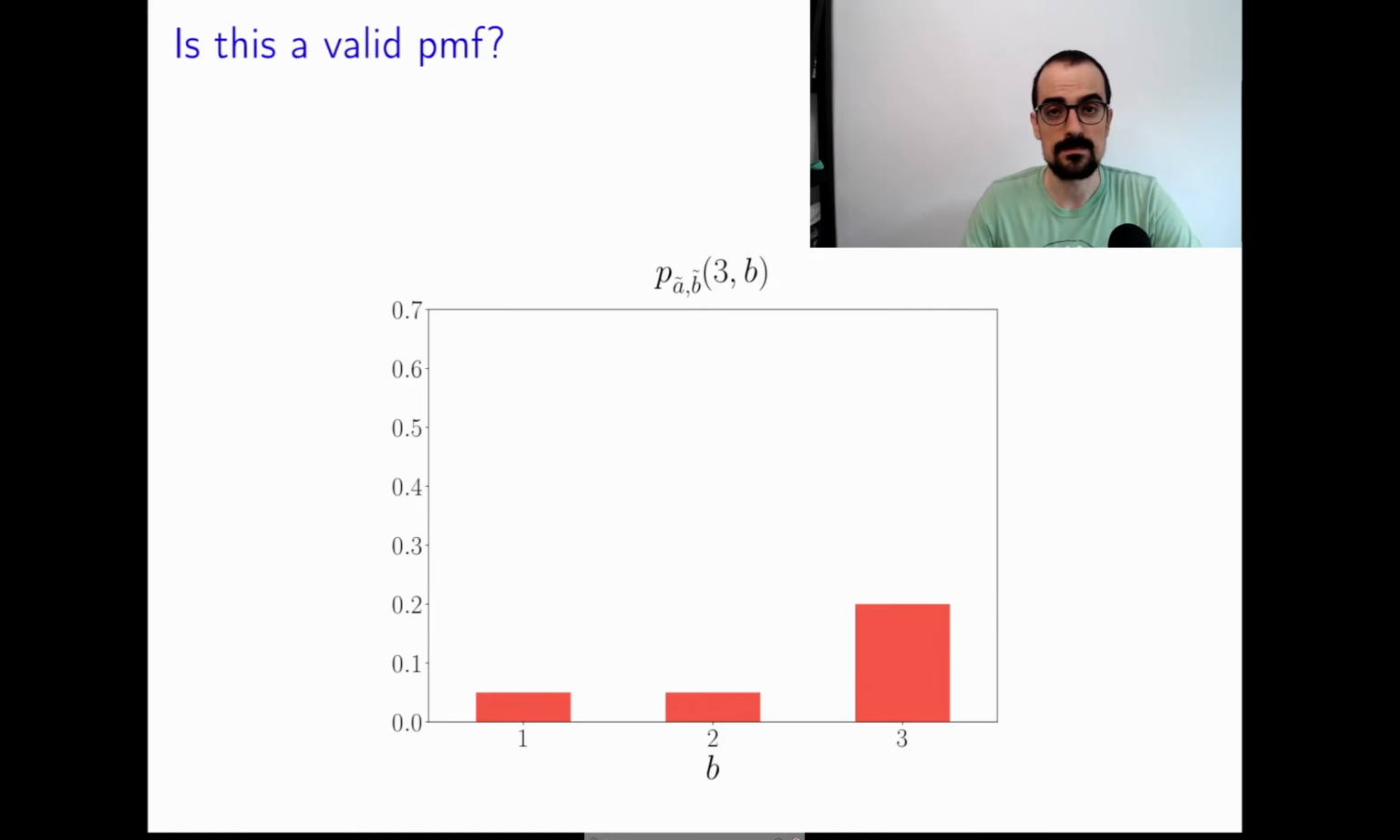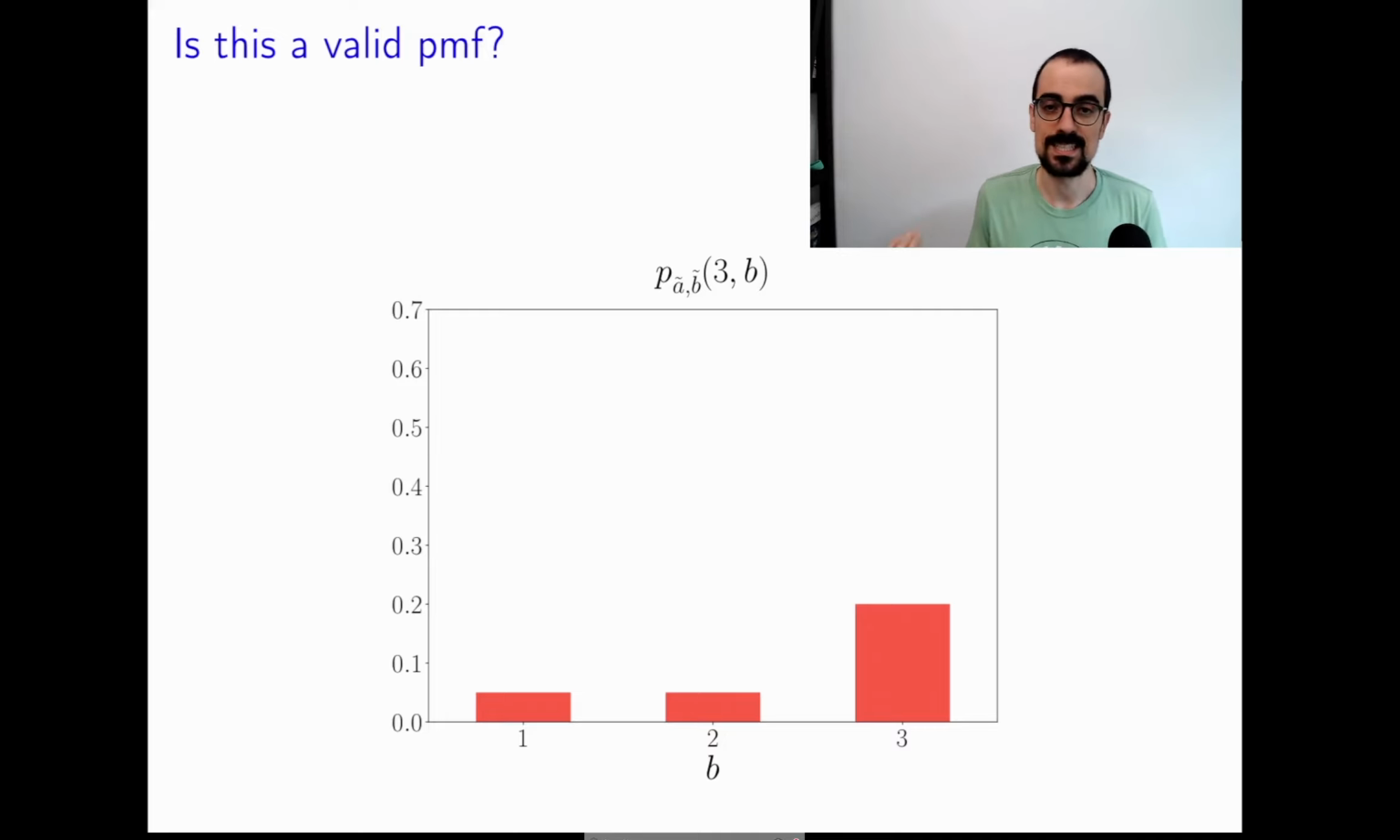Is it a valid PMF? Can I just say, oh, this is the PMF of B if A is equal to 3, I'm done, I can go home? Think about it for a moment. The answer is no, because if you add up these values, it's 0.2 plus 0.05 plus 0.05. That doesn't add up to 1, which makes sense, right? Because I know that all of these columns have to add up to 1, so why would a subset add up to 1? This is exactly the same issue that we encountered when we were talking about conditional probabilities.